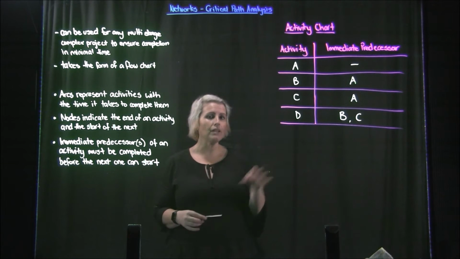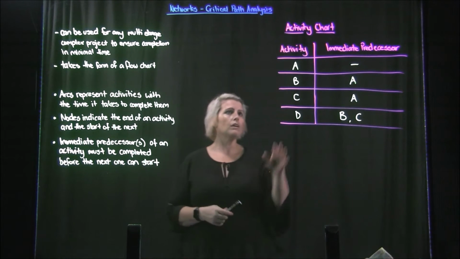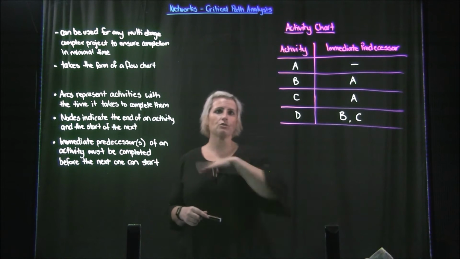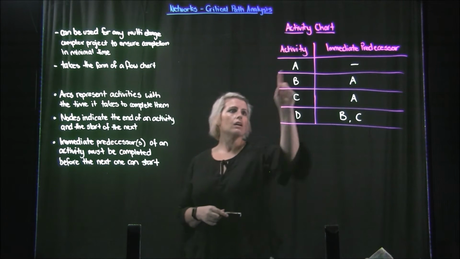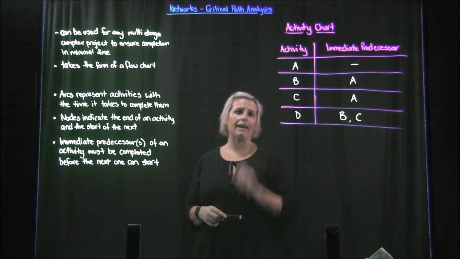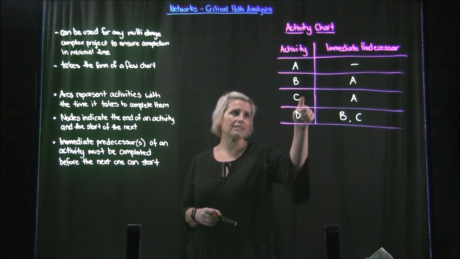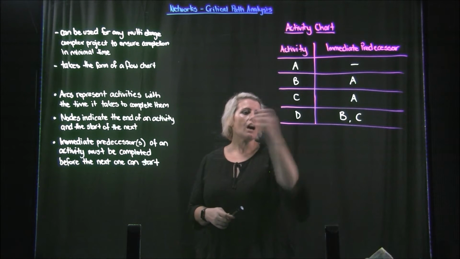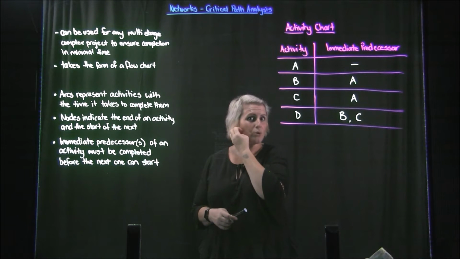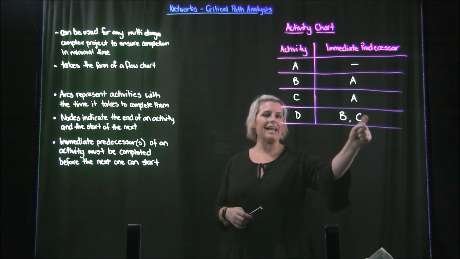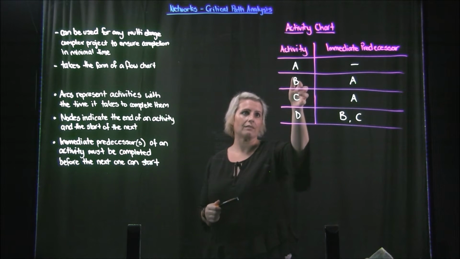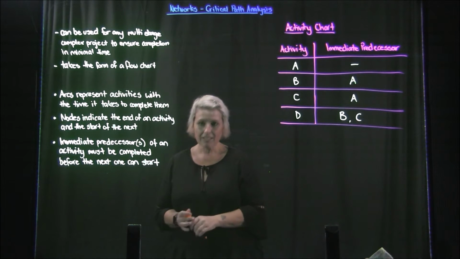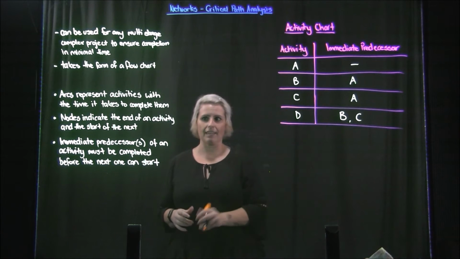We have a nice simple one that I'm going to go through and do an example with you for. Activity A has no immediate predecessor. There is no task that must be done before A. Task B cannot be completed until A has been completed. Task C also cannot be completed until A has been completed. Activity D must only start once B and C have been completed, and because they can't start until A has been done, we won't be able to start D until A, B and C have been done.